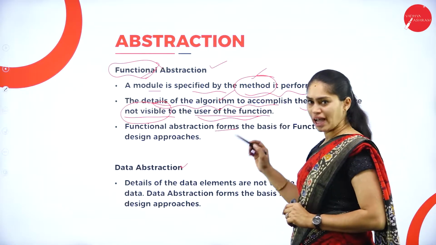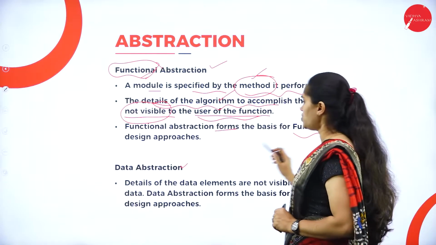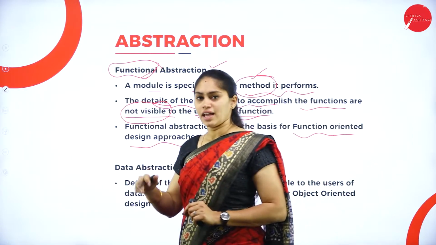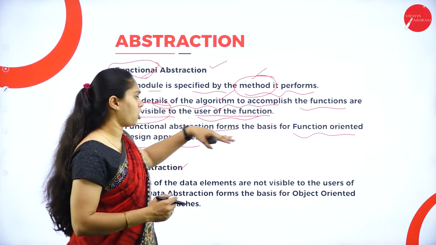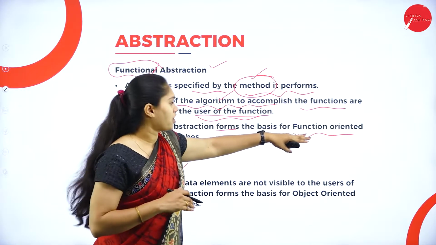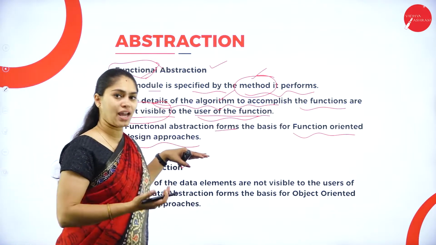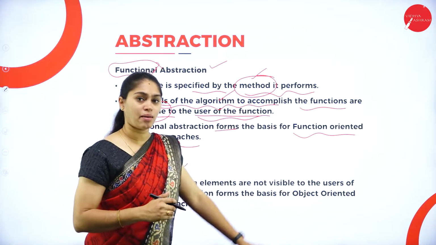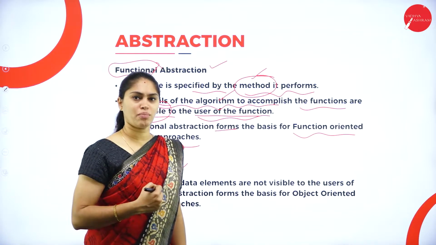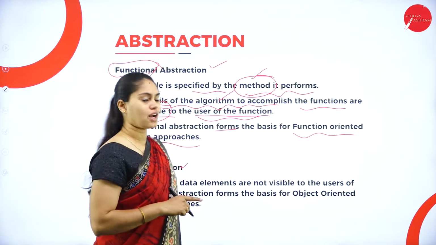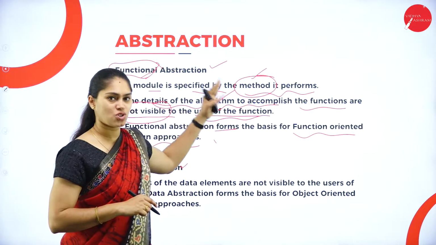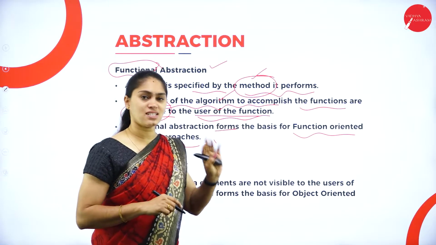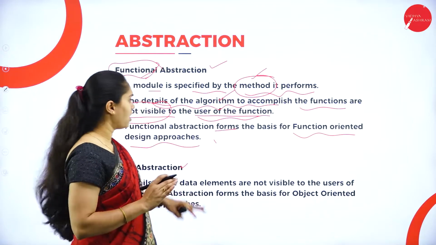Mainly it is helpful to form the basis for function oriented design approaches. Function abstraction helps to accomplish and form the basis for the function oriented design approach. We have an object oriented design approach, and in the same way we have a function oriented design approach. When we are designing any software or product based on functions, there we are going to have this function abstraction. The user should not see what algorithms we are using. Instead, they must only be able to access or use that function. That is function abstraction.